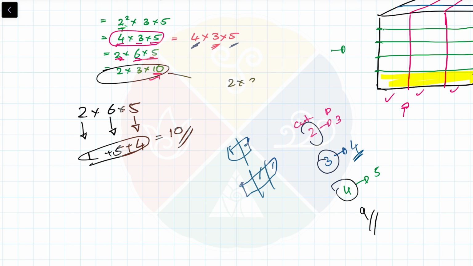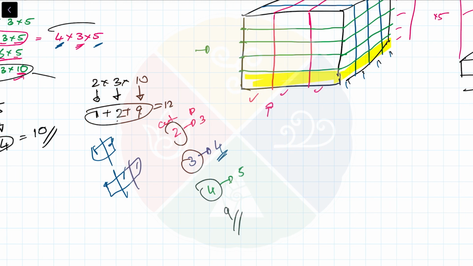If you look at this case, 2 into 3 into 10. For getting 10 pieces, you need 9 cuts. For getting 3 pieces, you need 2 cuts. For getting 2 pieces, you need 1 cut. Number of cuts will be 12. So in all the cases which you checked, this is the place where you're getting minimum number of cuts.